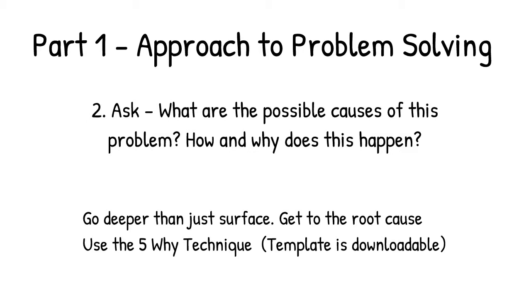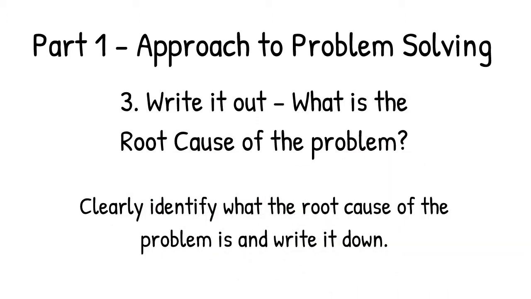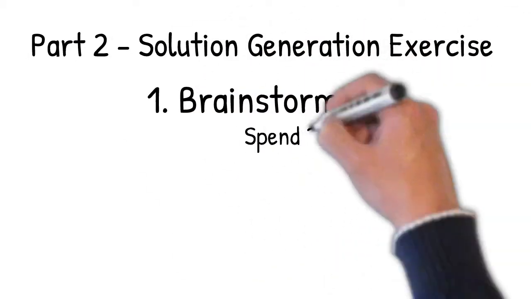Now, in order to get to the root cause, you can use a technique that I call the 5 why technique. And there's a link in the description that you can download a template. Basically, the 5 why technique is you doing some thinking and asking yourself, why is that happening? And then once you get the answer to why it's happening, you ask yourself again, okay, why is that answer happening? And you're just going to continue asking why until you get to the root cause of the problem. And by doing this, you will be able to solve the problem at the root cause and not just one of the symptoms.